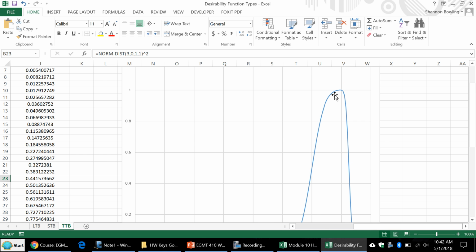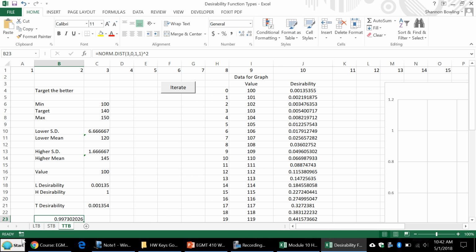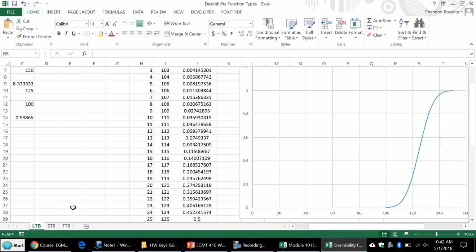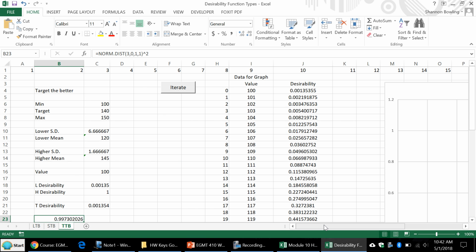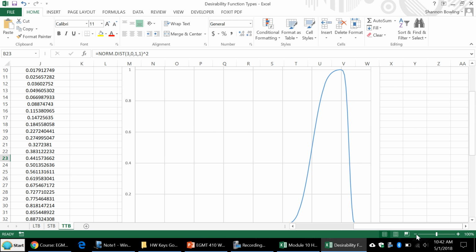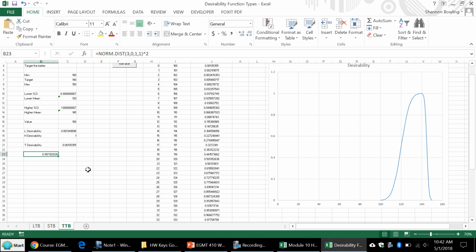Now you may be saying, I bet this one is hard to calculate. It's actually super simple. All you have to do is take this one and multiply it times this one, and then you just shift the means. Because anything left of this value is 1. What's 1 multiplied times anything? Anything. Anything to the right of this is 0. What's 0 multiplied times anything? 0. So the way you calculate target the better is you multiply smaller the better and larger the better together.